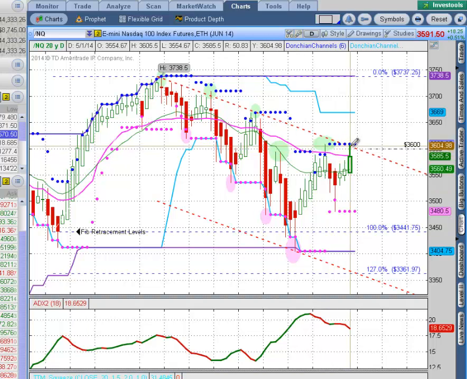Price tagged the upper border of the downtrend channel. However, it remains in the downtrend channel. A close above 3600 would change our sentiment to bullish. The Fibonacci 100% retracement level is at 3441.